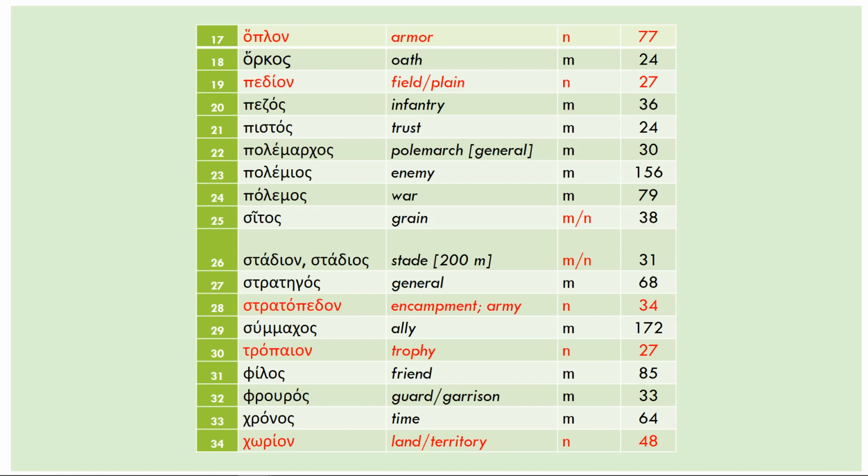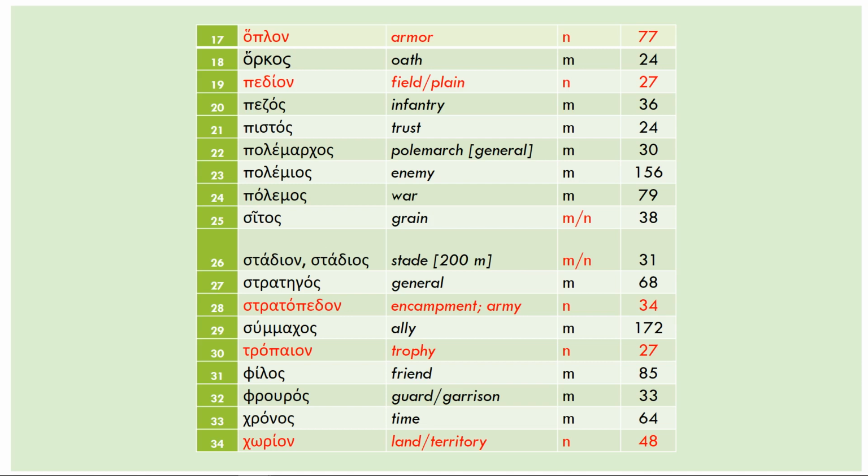Phruros is a guard or garrison, unlike the feminine that we've already seen. This is the masculine, and it means the actual guard people, as opposed to the guard unit, which is the feminine. Chronos, time, chronology, of course, comes from that. And then chorion, land or territory, is not much different from chore. So there are nuances, but it's pretty much the same word.